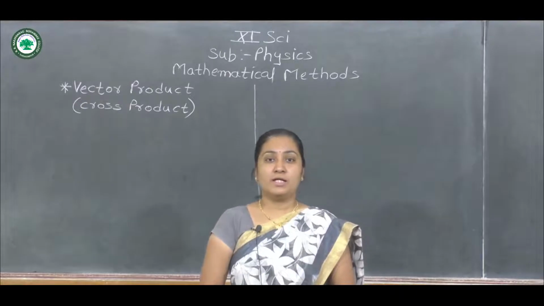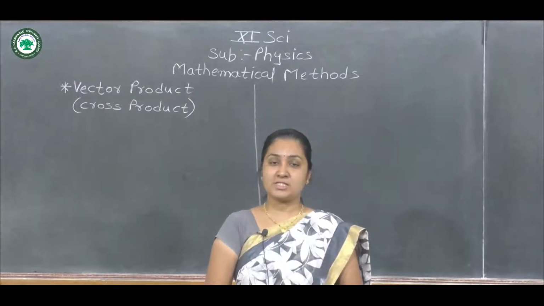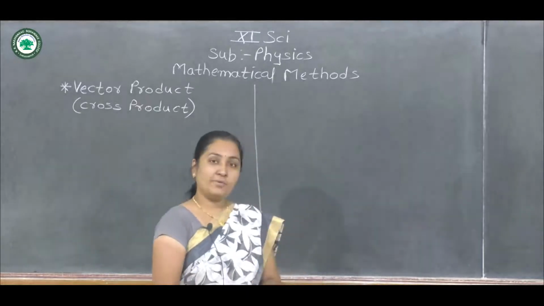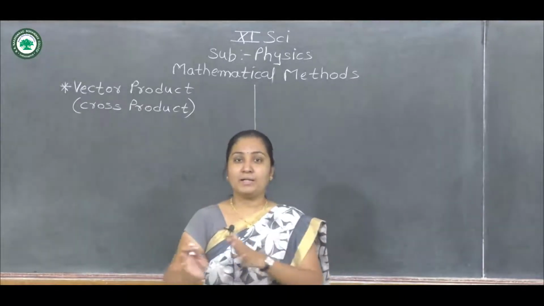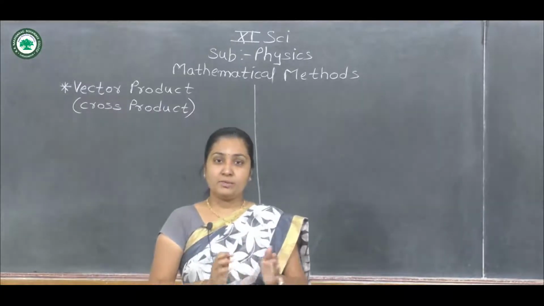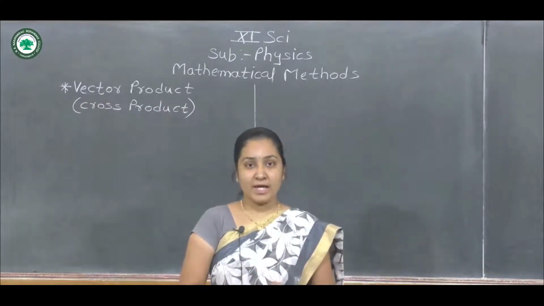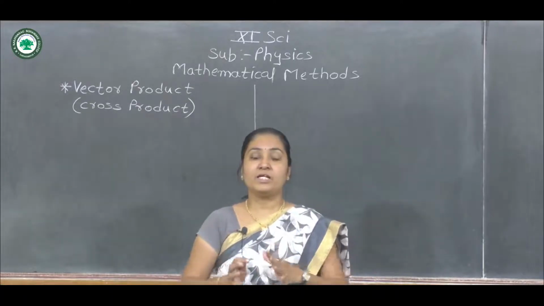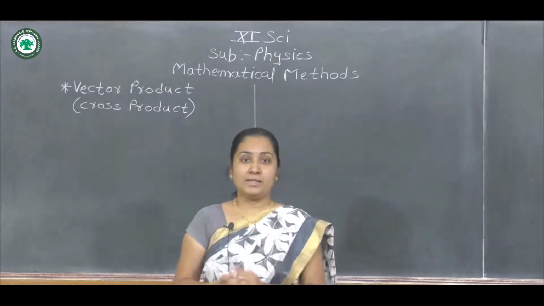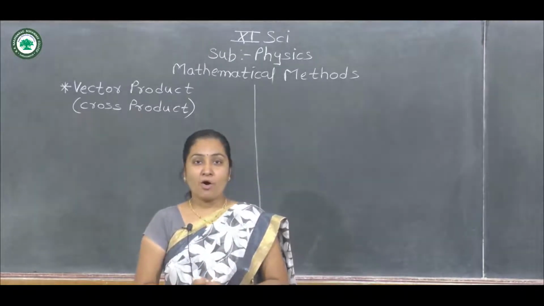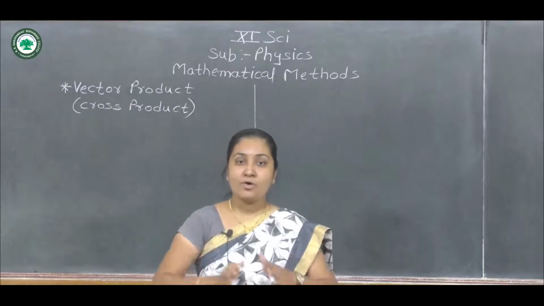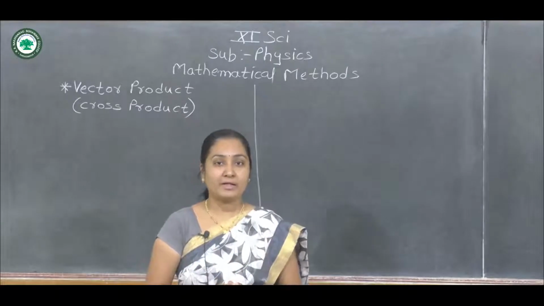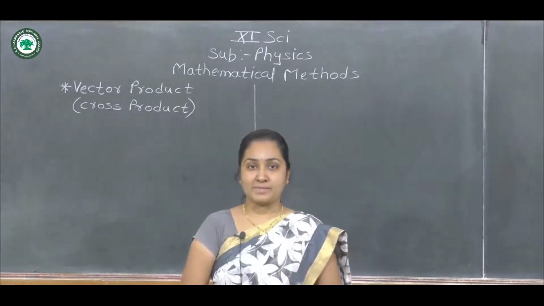We are going to study 11th Science Physics, chapter number 2, Mathematical Methods. In the last lecture we studied the multiplication of vectors. When any two vectors are multiplied with each other, the product is either a scalar or a vector. So multiplication of two vectors is of two types.